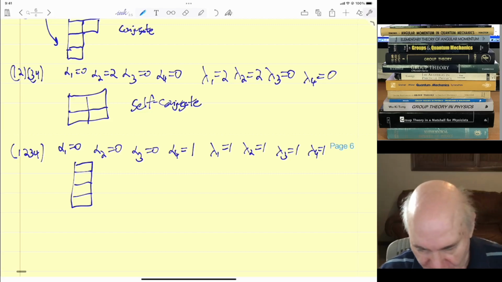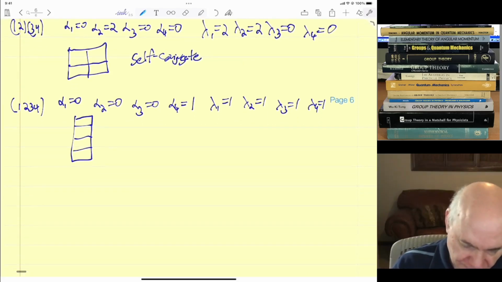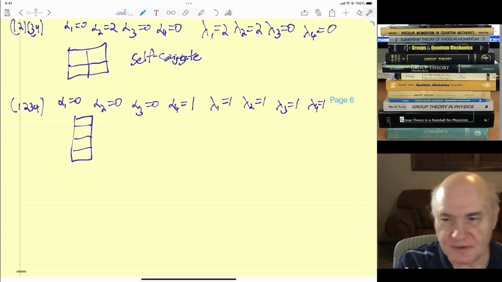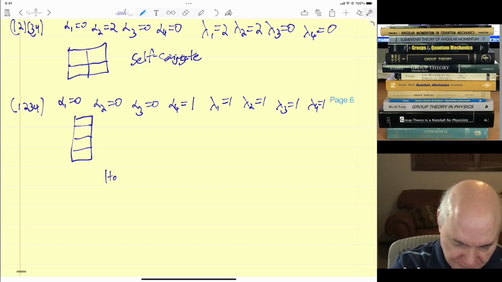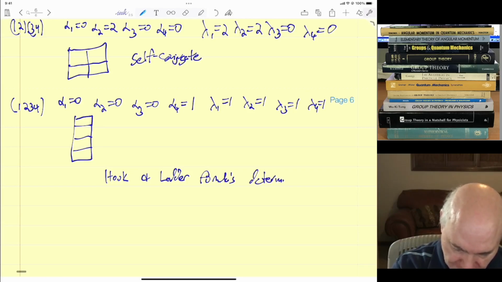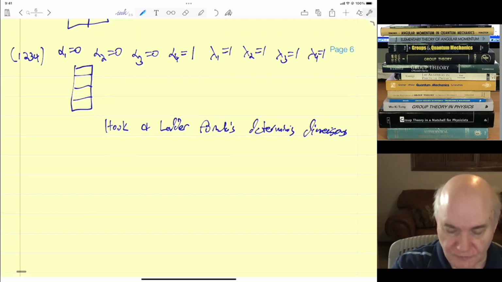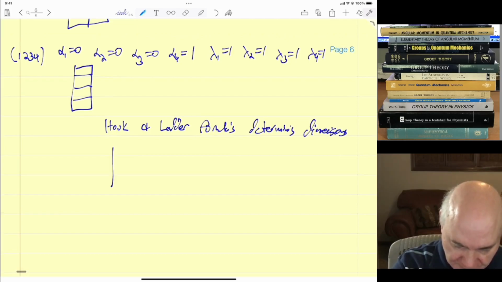Now, again, you might ask, what's the use of this? When you multiply representations in physics, particle physics, and everything, you'll end up using these diagrams. There's also things like hook and ladder formulas for determining dimensions, and you can use them for SU2 groups and SU3 groups. A typical hook and ladder formula is something like this.